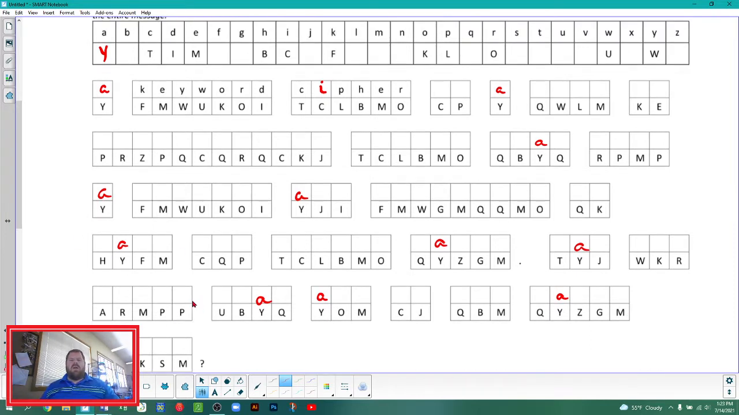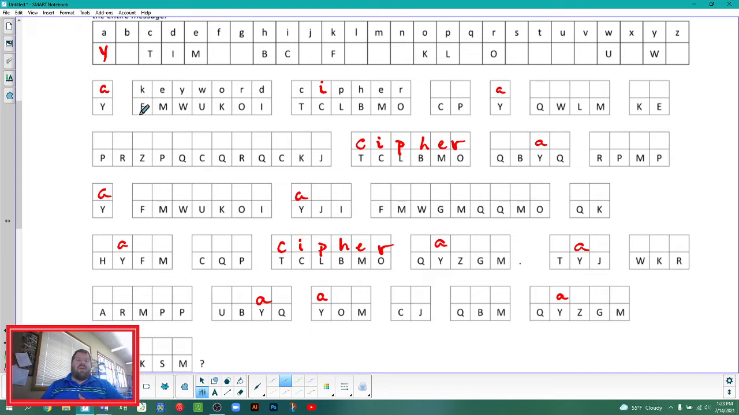Okay. This TCLBMO just gives me the word cipher. So I see that a couple times. And so I'm going to go ahead and fill that in where it fills in. I typically wouldn't do this, because you probably most of the time won't see that many of the same word repeated like that. Okay. And I do see something else, but I'm going to avoid that for a second.